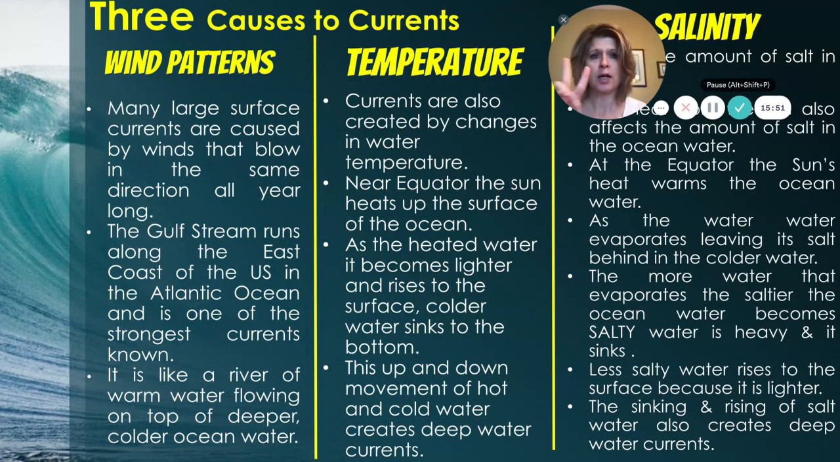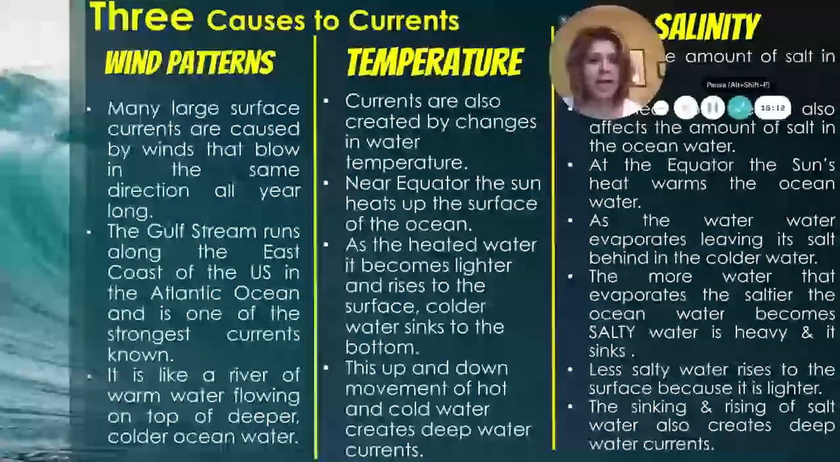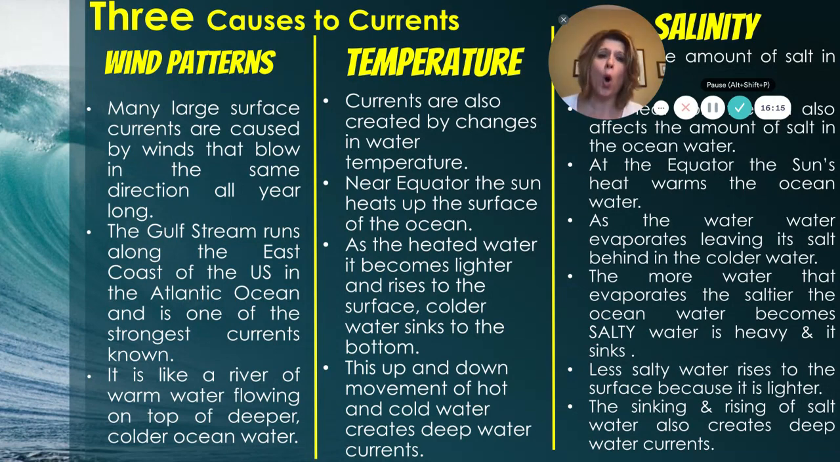The second cause of currents is temperature. Currents are also created by the change in water temperatures. Think about it. You know that all water is not always the same temperature in all places. Near the equator, the sun heats up the surface of the ocean. As it heats the water, it becomes lighter and rises to the surface, and colder water sinks to the bottom. This up and down movement of hot and cold creates our deep water currents.